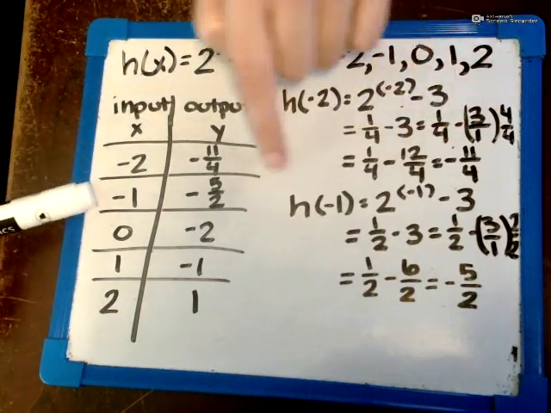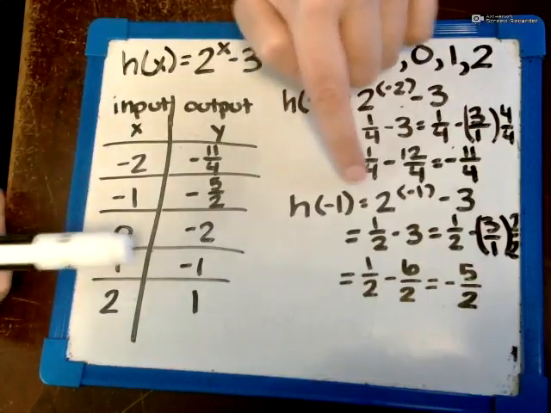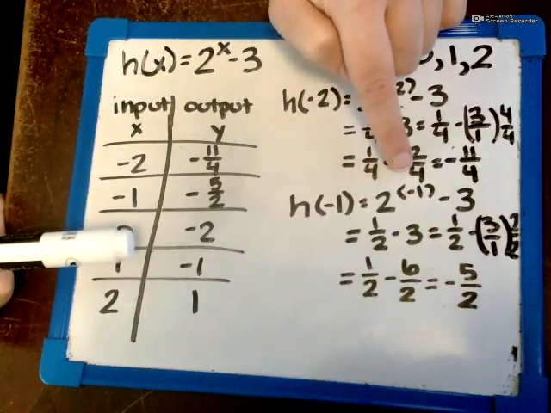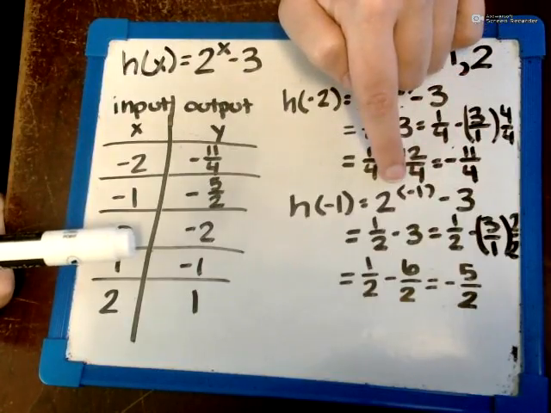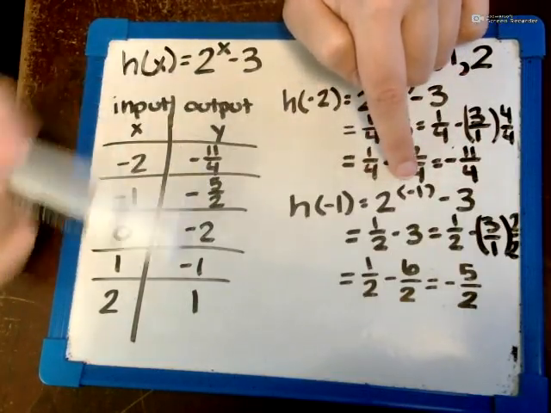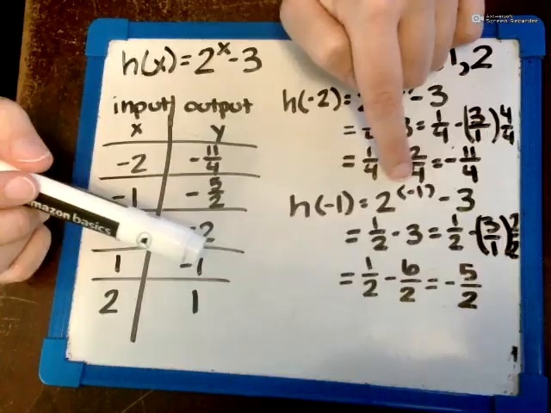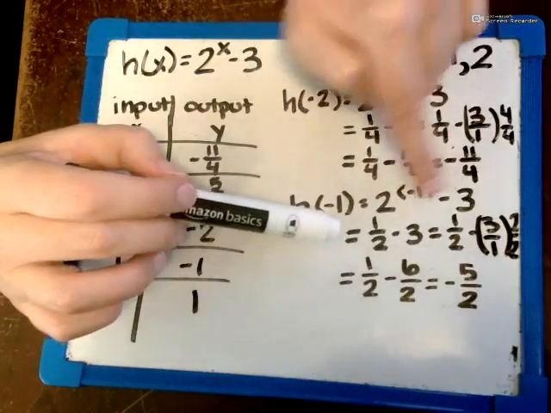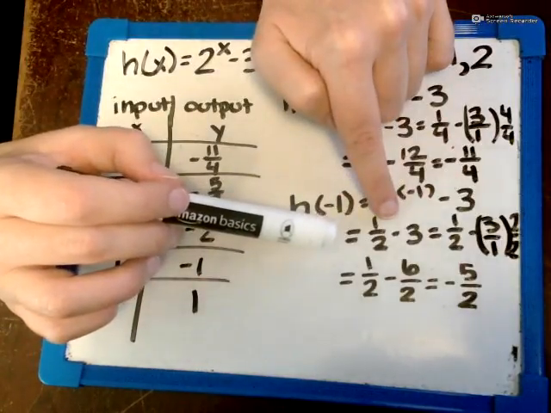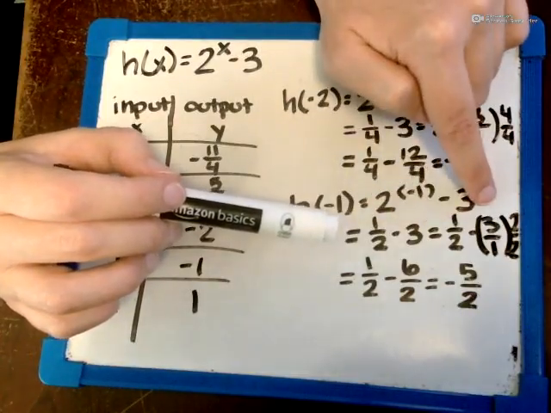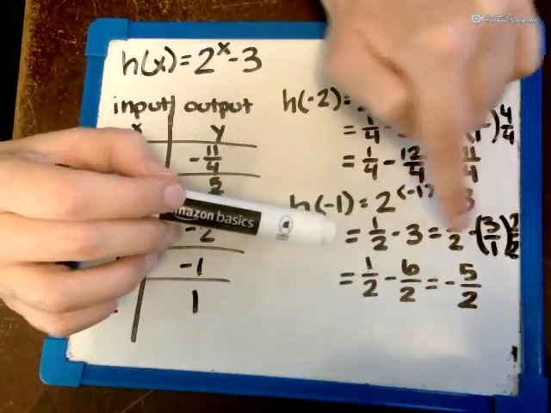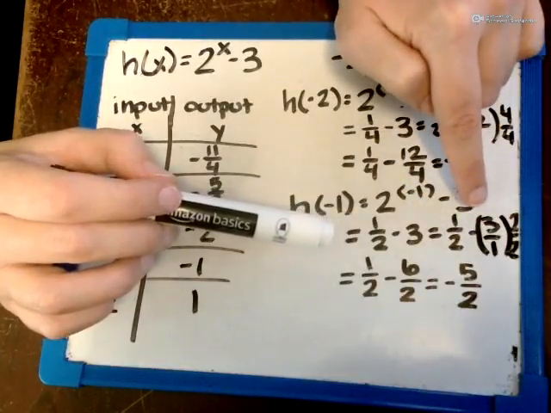We'll do it again with -1. h of -1 is equal to 2 to the -1 power minus 3. Negative exponent, so 2 to the first power is just 2, but we make that the denominator. So 1/2, drop down the minus 3. Now we need to make 3 a fraction, so 1/2 minus 3 over 1. They have different denominators. We need to get them to be the same.